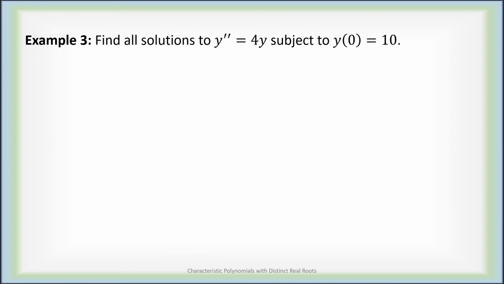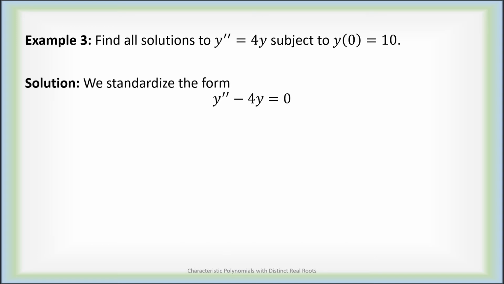As a third example, let's find all possible solutions y double prime equals 4y with the initial condition y of 0 equals 10. So we're going to standardize the form so that we have y double prime and then some constant times y prime, where that constant is 0, there is no y prime term, minus 4y equals 0. Now it looks like a homogeneous linear second order differential equation with constant coefficients.